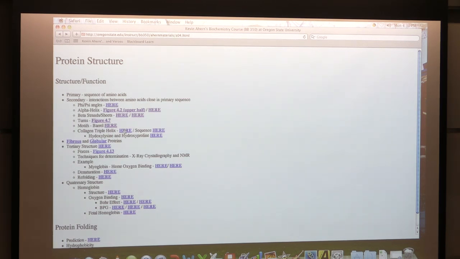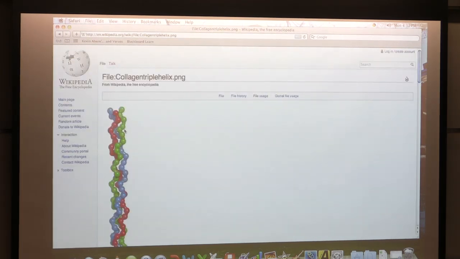Let's talk briefly about the collagen triple helix. Then I'm going to come back and talk about phi-psi angles. Okay. The most abundant protein in your body is collagen. It is also the glue that sticks you together. It really helps to hold you together.